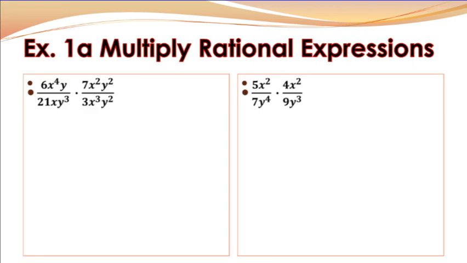Here, there are a couple ways of solving these. We could multiply the numerators times the numerators and the denominators times the denominators and then simplify, or we could simplify first and then multiply. For this one, I'm going to show how to simplify first and then multiply. And one way to determine that is if you can see common factors in the numerator and the denominator, then you can easily simplify those. And that's what I'm going to do here.